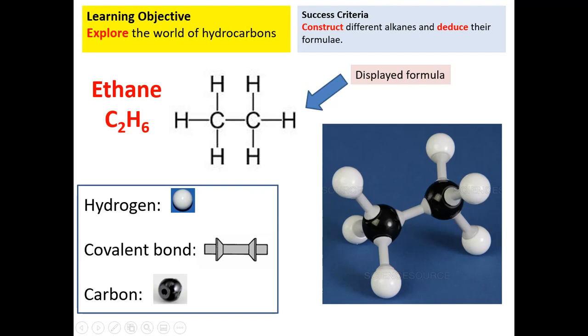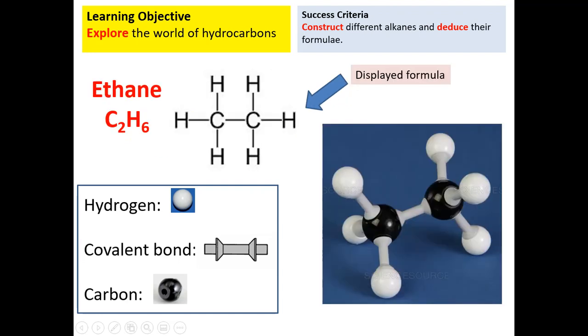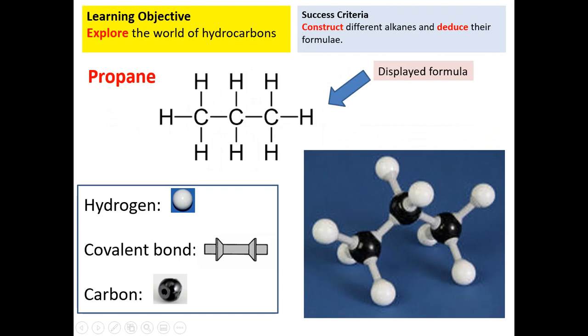So ethane, C2. We've gone from C on its own to C2, and now we can see that we have 6 hydrogen atoms surrounding it. So I'd like you to draw that out, making sure that you've got all the bonds in place. Now the next one is propane.